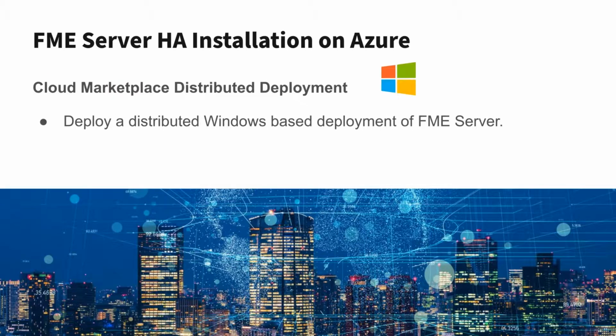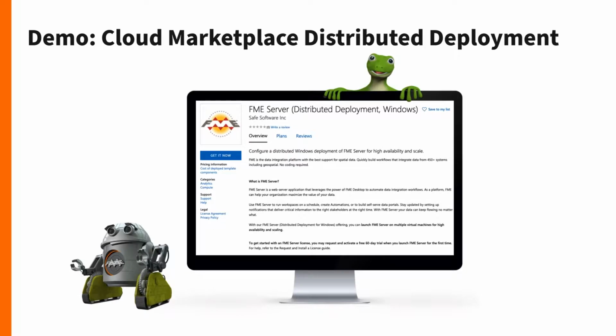Now, the other one, which I'll talk about in more detail, is our new cloud marketplace distributed deployment. And this lets you deploy a distributed Windows-based deployment of FME Server in a couple of clicks. So what does that look like? What's a distributed Windows-based deployment of FME Server? Again, I'll show you in a second. It's in the marketplace. You can find it and you can click launch. But what does that do? What does that look like? What are we giving you?